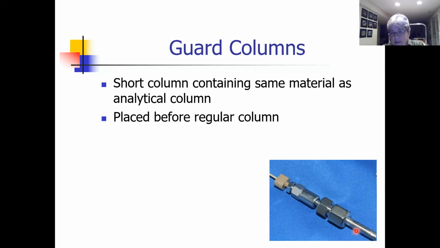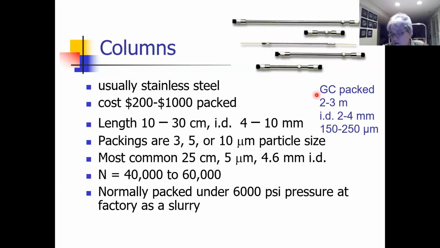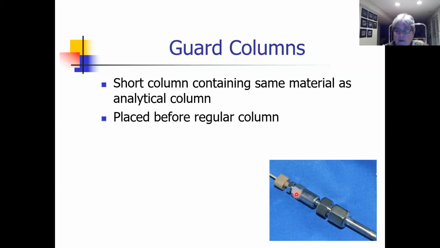So right here, this would be that regular column to do the separation. Okay, so then you have this little column, it's usually a couple centimeters big, that's called the guard column. Now, what does a guard do? Okay, a guard is there to protect things, right? So this column's job is to protect this main column. Remember this expensive column, right? Well, what is it protecting it from?